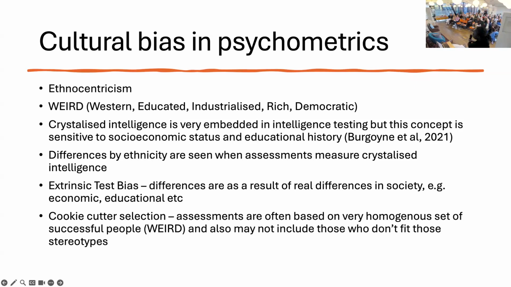And then we've also got extrinsic test bias. Differences are a result of real differences in society, not necessarily the individuals that are doing the assessments. So have we factored in, like I said, social, cultural, economic, financial issues or situations that might have affected the test score, quote unquote?